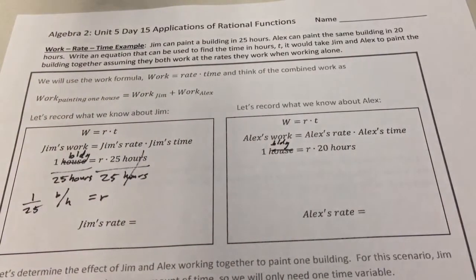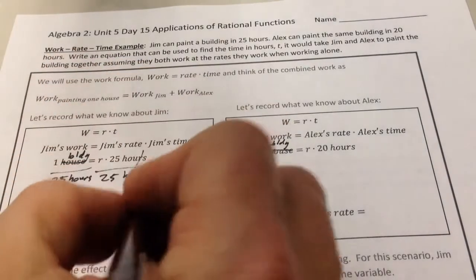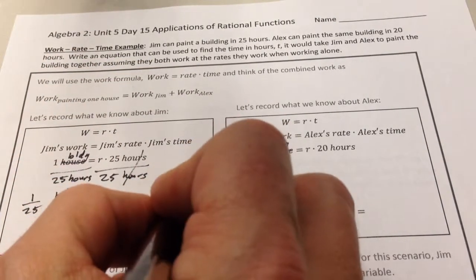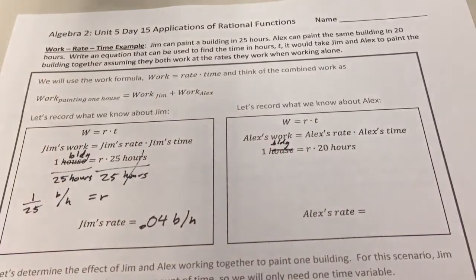Buildings per hour. I will be very honest, a lot of times I know I'm getting these right because all my units cancel properly. Sometimes I forget, and I was like, okay, as long as I get my units to cancel, I'm probably doing this right. So Jim's rate is 1/25. Does anybody have a suggestion of a better way to write that rate that might be easier? Yes? 0.04. I'm going to do it both ways. Okay, 0.04 buildings per hour. When you do this on an actual test, you can choose, although if you use a 1/3 or a 1/7, there's going to be a problem because you're going to have to round that decimal.